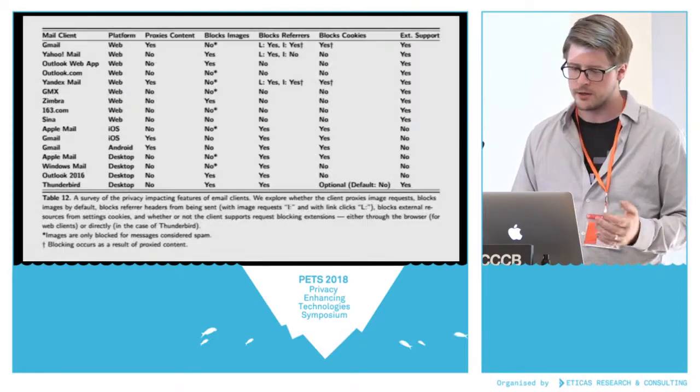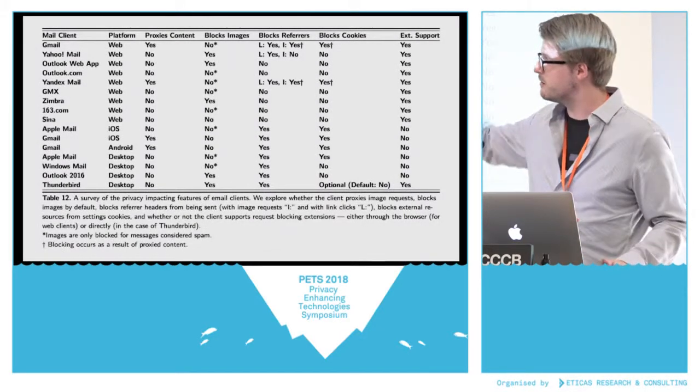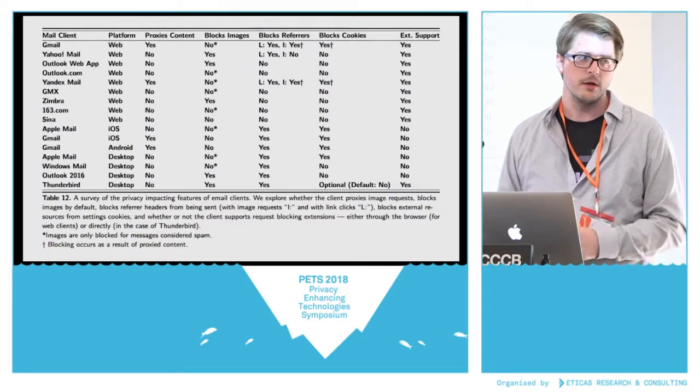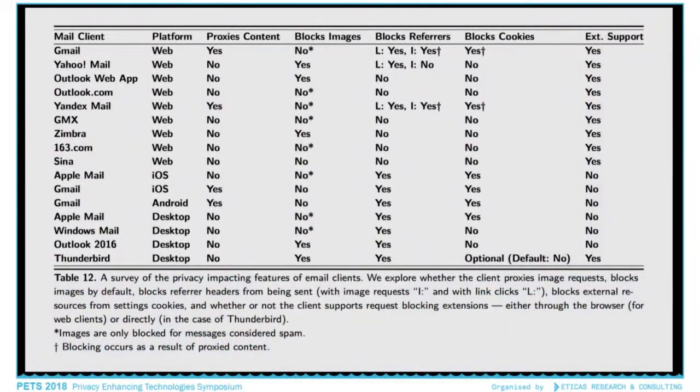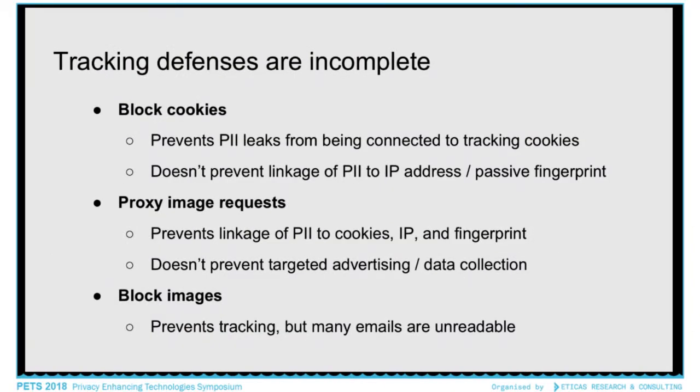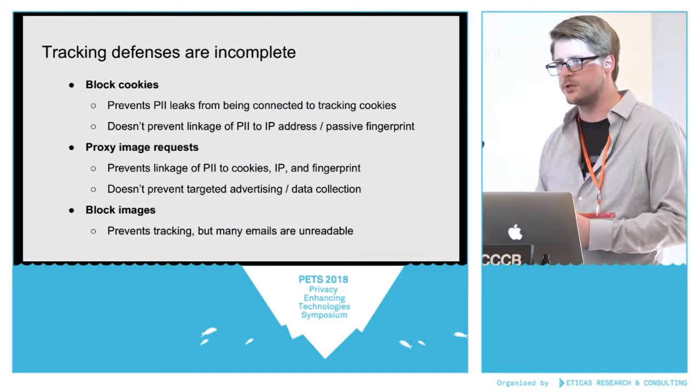And so what can we do about it? Well, we went and did a survey of all the top clients to see how well they would prevent this kind of attack. And as I showed with the Thunderbird help page at the beginning of the talk, it seemed like many of them had the wrong threat model. They were worried about cookies being set or basically the sender knowing that you've opened an email. And so the current defenses are a bit incomplete. Blocking cookies does prevent that linkage I talked about before of your tracking cookie for the web with your email address, but it doesn't prevent linkage to IP address or, say, the passive fingerprint of your device.